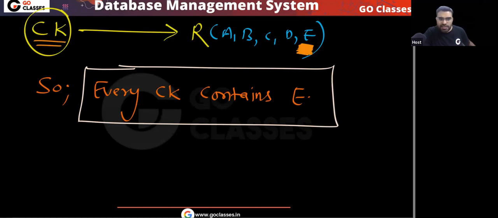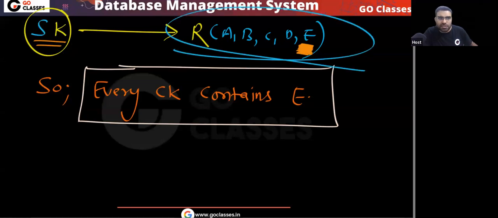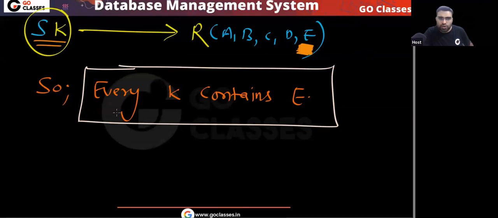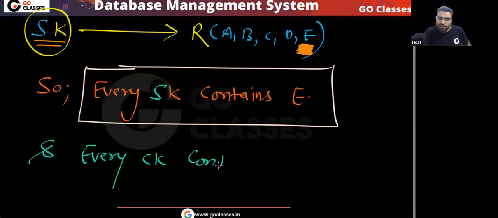Can I say the same thing for a super key? A super key must derive everything. So again, every super key also contains E. Is this clear? Every super key contains E and every candidate key contains E.